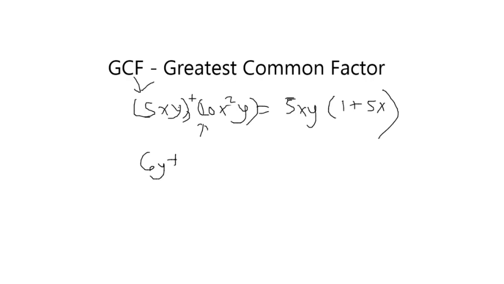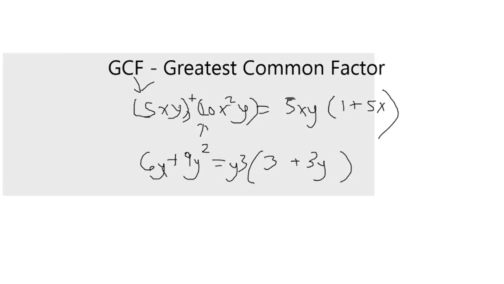So, let's take another example. What if we have 6y plus 9y squared? Its greatest common factor is 3, and we have y also. And then what we will do is divide the 6y by 3y, so 2 is the answer. 9y squared divided by 3y is 3y. Okay, and then 2 plus 3y is our answer.